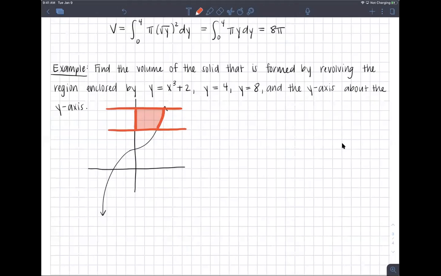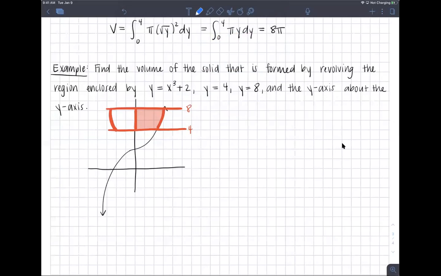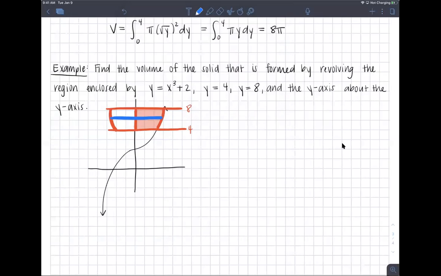And then when you take that and revolve that about the y-axis, you're going to get something that looks like that on the other side. And so this is 4, and then this is 8. Okay, so then when you take your cross sections, they're going to be horizontal, and then R is going to be given by this height or this radius here.